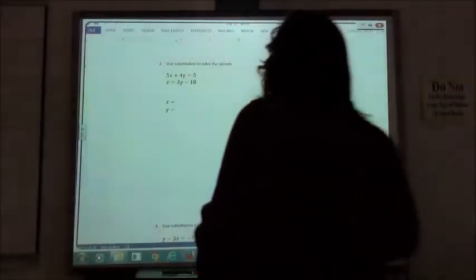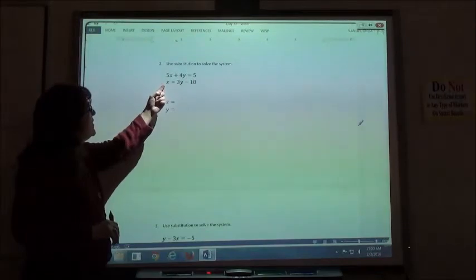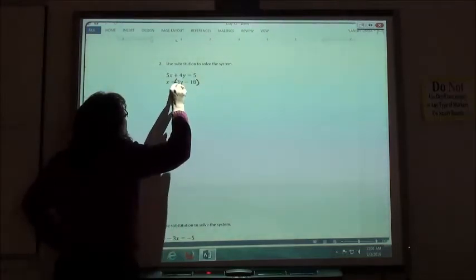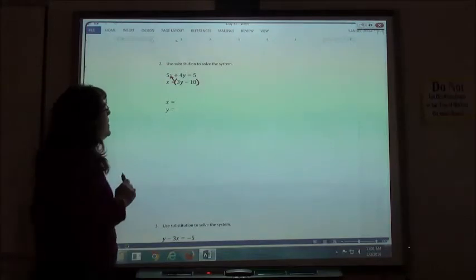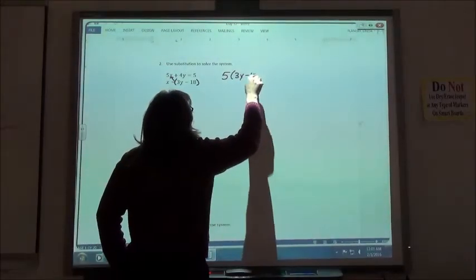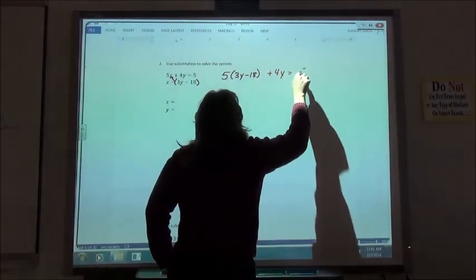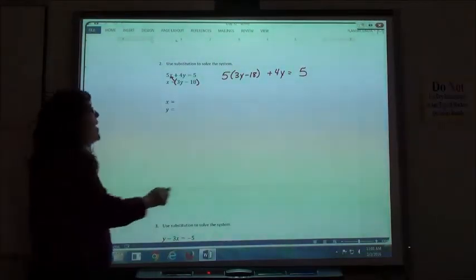So on number 2, we are solving our system of equations by substitution. Notice on this one, our bottom equation is solved for x. So I'm going to replace the x in the top equation with the 3y minus 18 that x is equal to. So rewriting my top equation, I'm going to have 5 times 3y minus 18 plus my 4y equals 5. Now my equation just has one variable. I can go ahead and solve that.